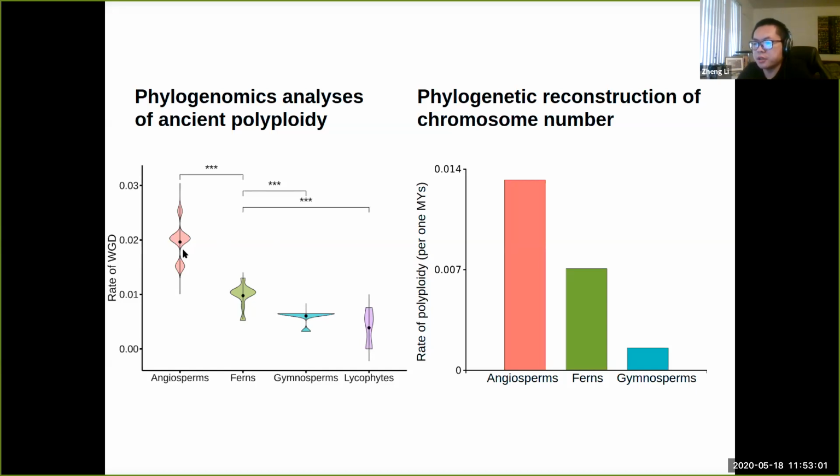So we estimate in angiosperms it's about 0.02 events per million years, and here it's 0.014, so it's pretty close. And also in ferns, about 0.01 in both of the analyses.